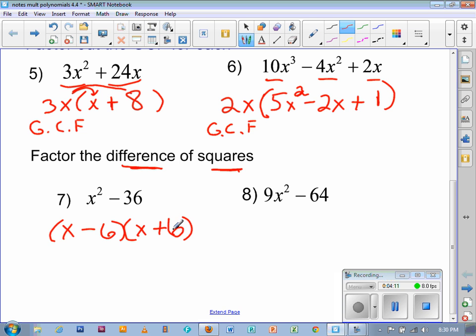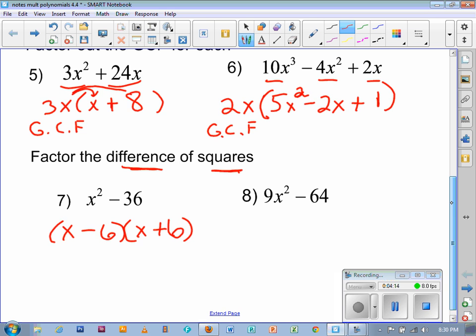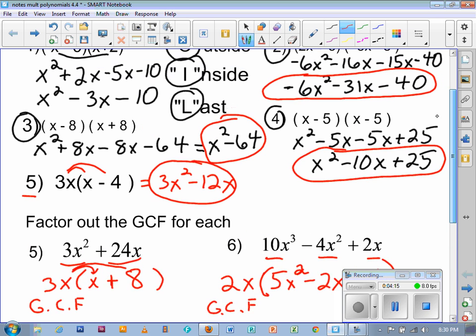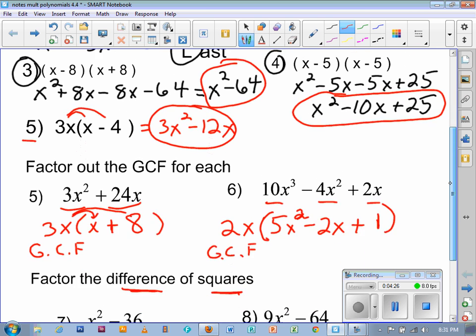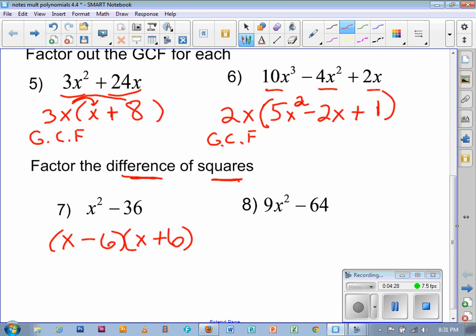And what will happen here is the same thing that happened up here in our notes when we multiplied in number 3. x minus 8 and x plus 8 became x squared minus 64. That was the difference of squares. That's always going to happen. The O and I will cancel out. So that is what we say is completely factored, using the difference of squares.